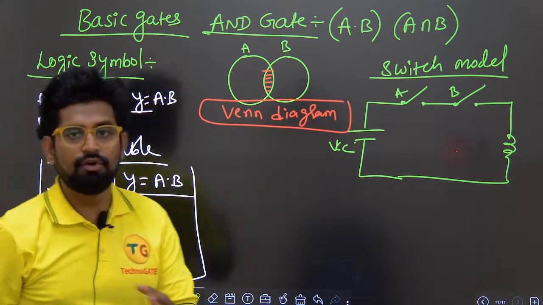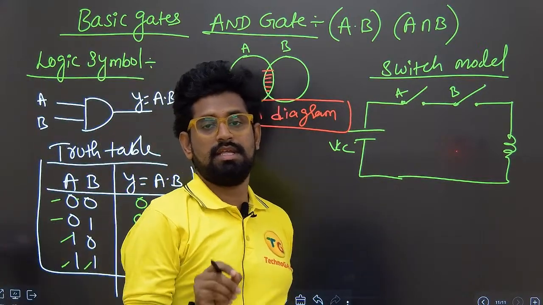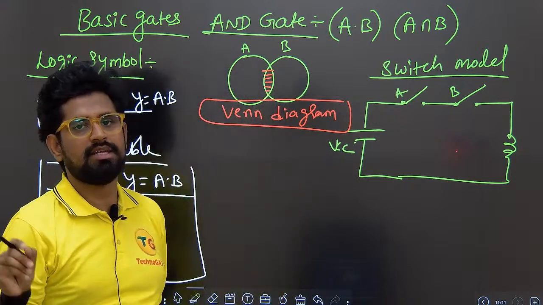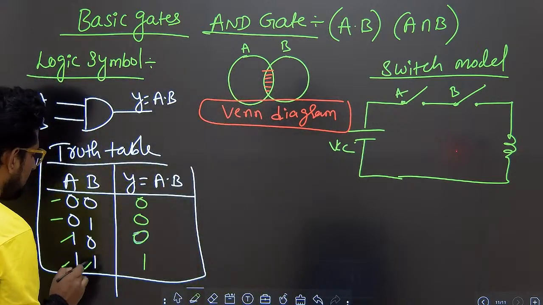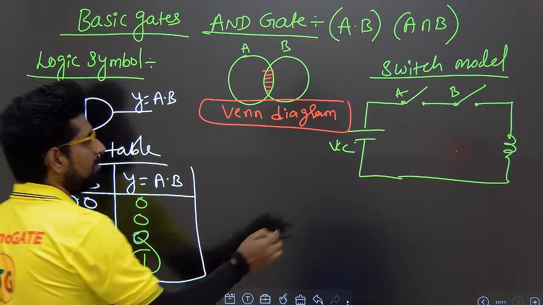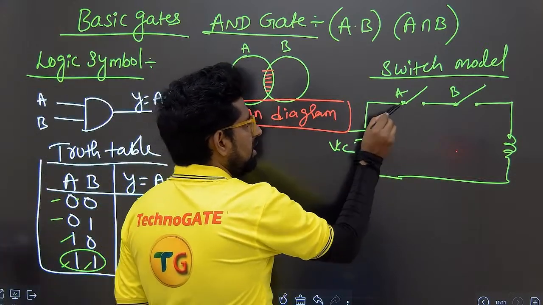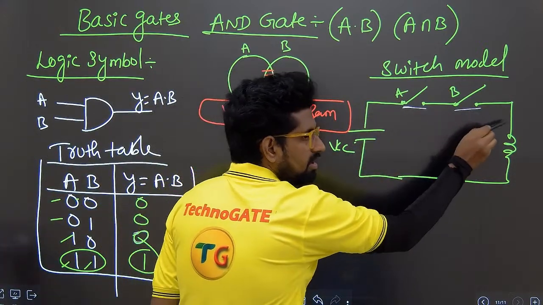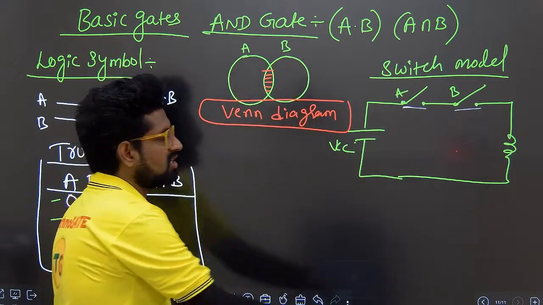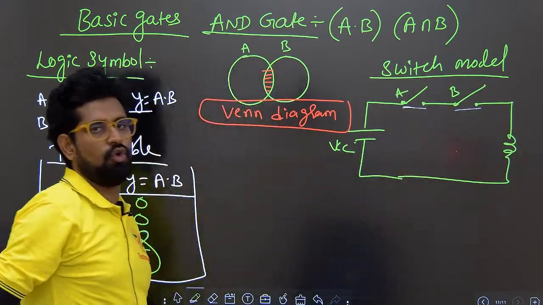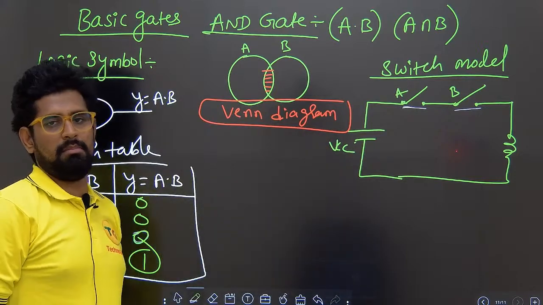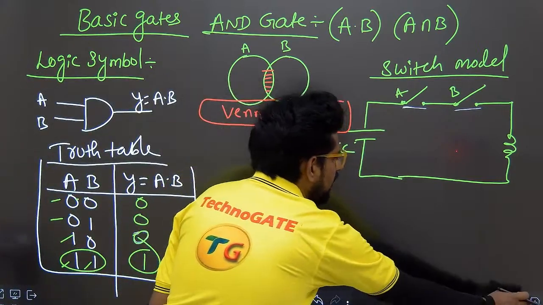Now let us give two more models, which are the diode model and transistor model. See here in switch model, when both are high, then only output will be 1. High means what? Short. When both are short, okay, short circuit, then the bulb will glow. At the output side you can keep a bulb. Okay, so now let us discuss the diode model.